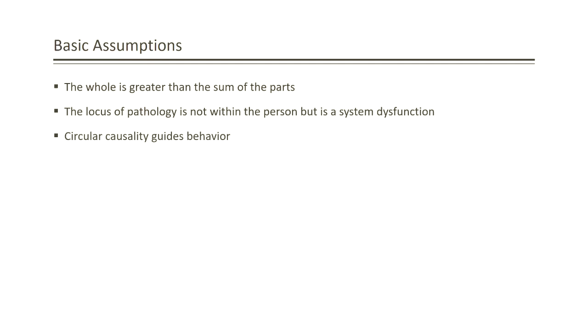Circular causality guides behavior. So it doesn't matter what you're fighting about. It's more about the pattern of interactions that matter. Rules result from the redundancy principle and are critical in defining a family. So repetitive patterns of interaction by which a family lives create the rules.